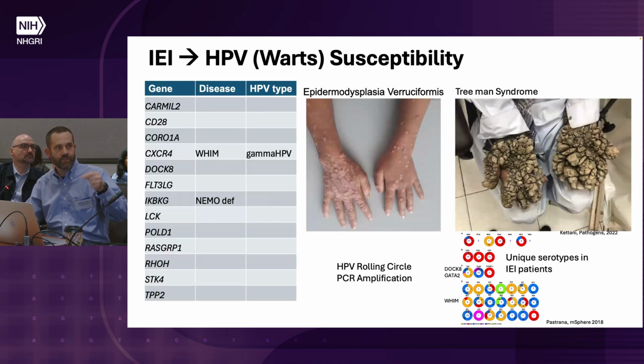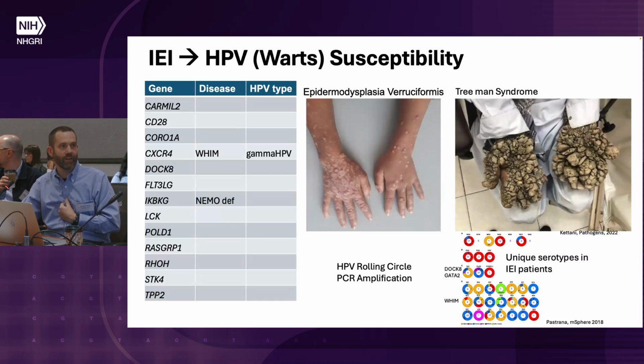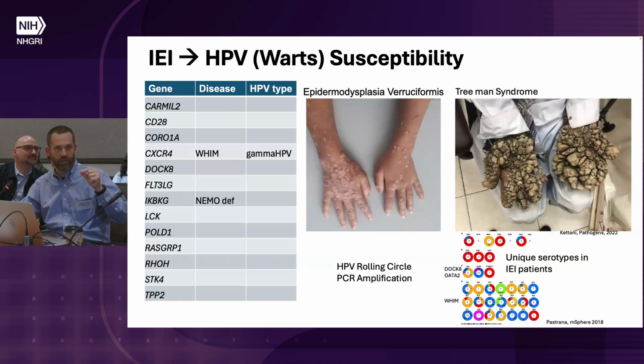But it does turn out that there are specific types of HPV that are maybe more specific to certain immunodeficiencies, the gamma type being maybe more common in CXCR4 disease or WHIM syndrome, and maybe also in some other T-cell defects like DOCK8 or GATA2, which is not a T-cell defect, I recognize. But the technology to do this is largely done through something called rolling circle PCR amplification, which a number of places are working on rolling out, but is not clinically available.